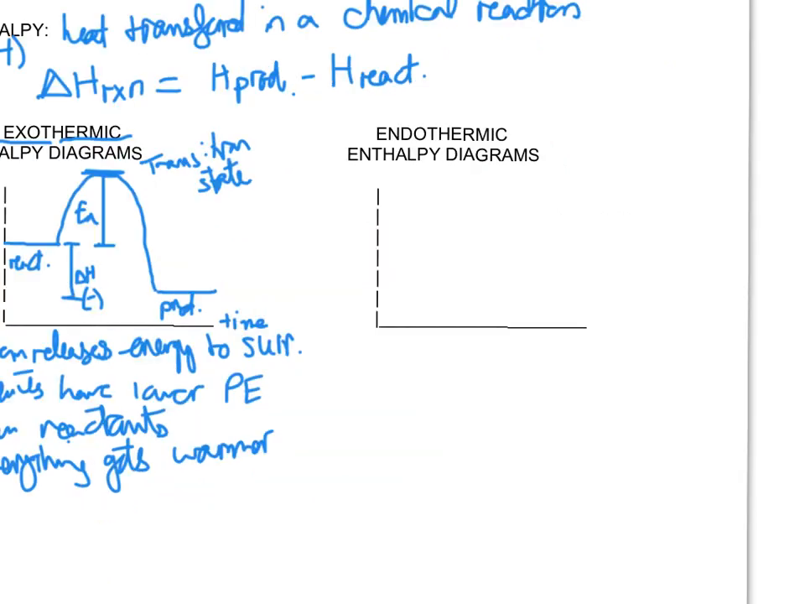So just like before, I'm going to label this as potential energy, and this as time or reaction progress. So endo means in, thermic means heat. So the heat is going in, and again, we're always talking about our system, so the heat is going into our system. Where is it coming from? It's coming from the surroundings. So the system is taking in the energy, or absorbs energy from surroundings.